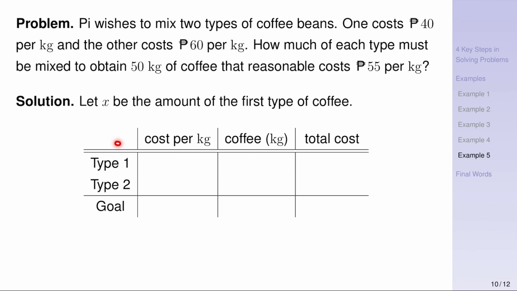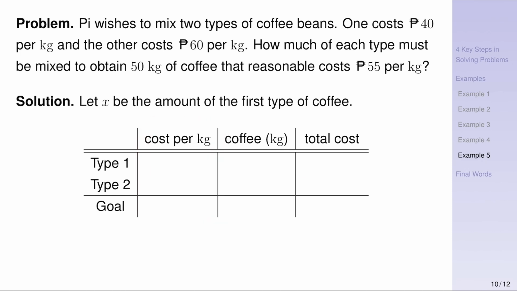The first column, we have here the type 1 and the type 2 coffee, our goal or the mixture. And then the second column would be the price of the coffee per kilogram, the amount of coffee, which is the kilogram, and then their total cost, or when you multiply these two, what will be their total cost. Let's fill in each column, starting with the first column or the second one basically.